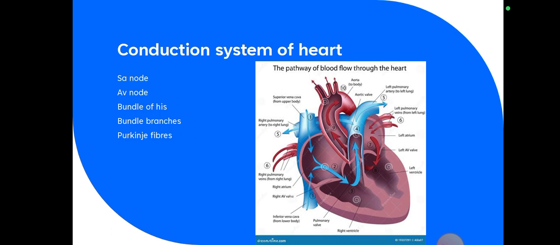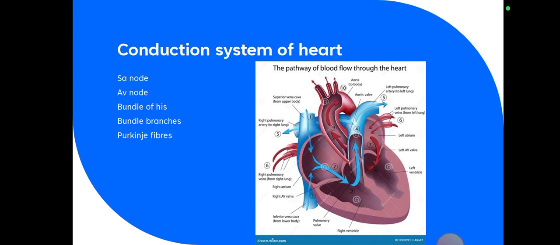If you cannot understand it now, I will repeat it for you all. You can see in the diagram, the first one is from the superior and inferior vena cava. It comes into the right atrium. Next, the second one goes from the right AV valve, that is the tricuspid valve, to the right ventricle.